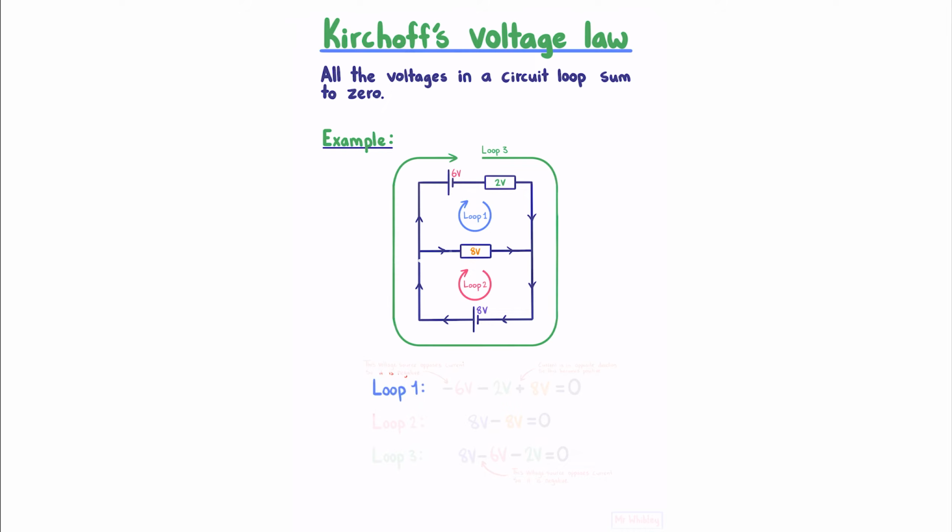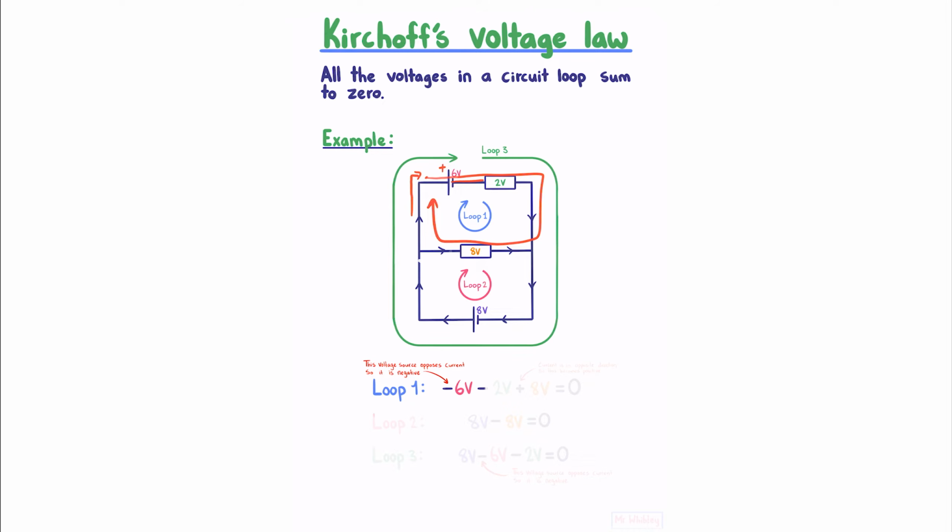Starting with loop 1, if we decide to start here and move around in our loop, we first encounter 6 volts. However, the orientation of this power supply is such that the positive plate is here, which is subtracting energy from our incoming positive current. And so our first exception is that if a power supply is opposing the current, then instead of adding it, we subtract it. So this voltage source opposes the current, and so it's negative.